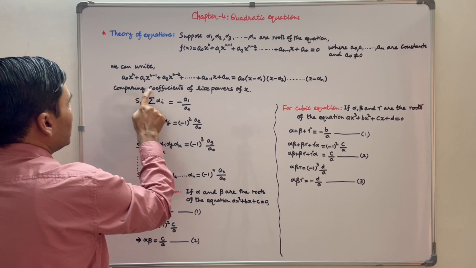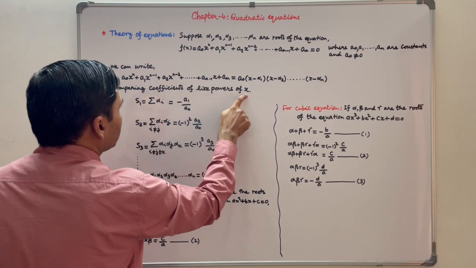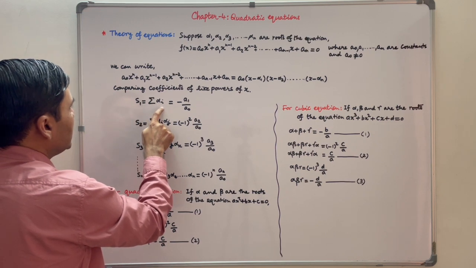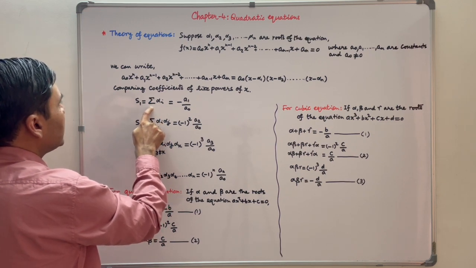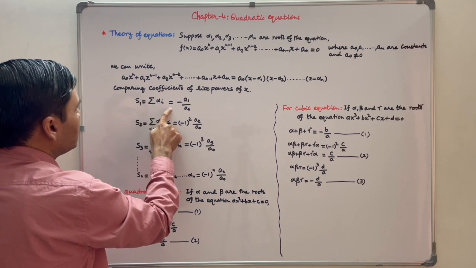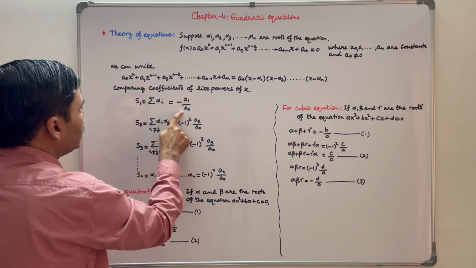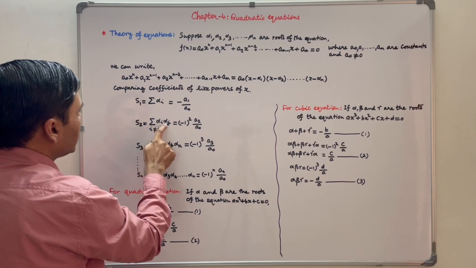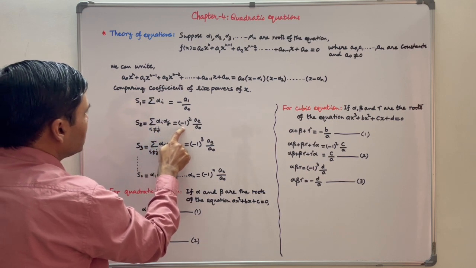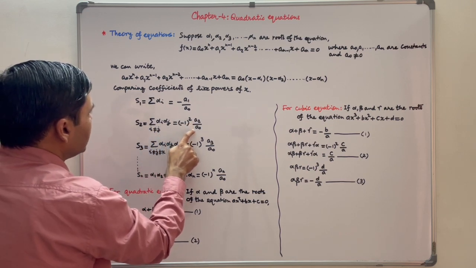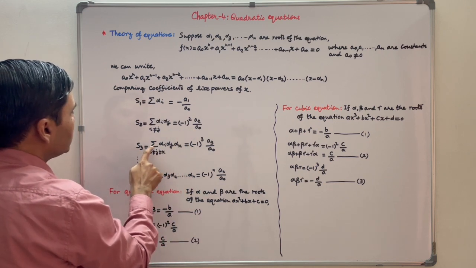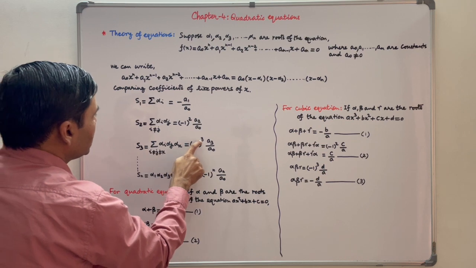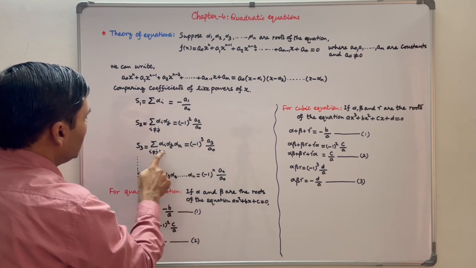Now we can compare coefficients of like powers of x and say that S1 is equal to summation of alpha i, means sum of the roots taken one at a time, and that is equal to minus a1 upon a0. S2 is equal to sum of the roots taken two at a time, and that is equal to minus 1 to power 2 a2 upon a0. S3 is equal to sum of the roots taken 3 at a time, and that is equal to minus 1 to power 3 a3 upon a0.